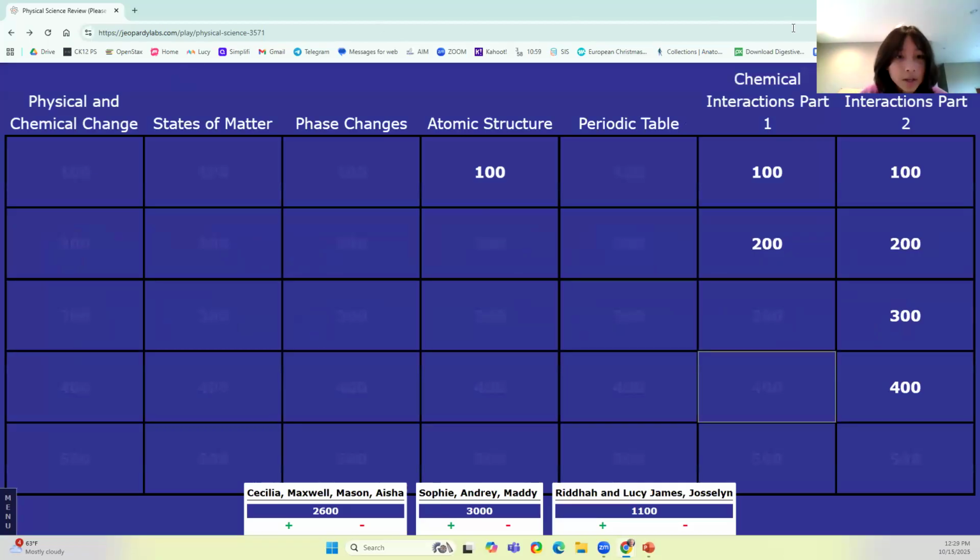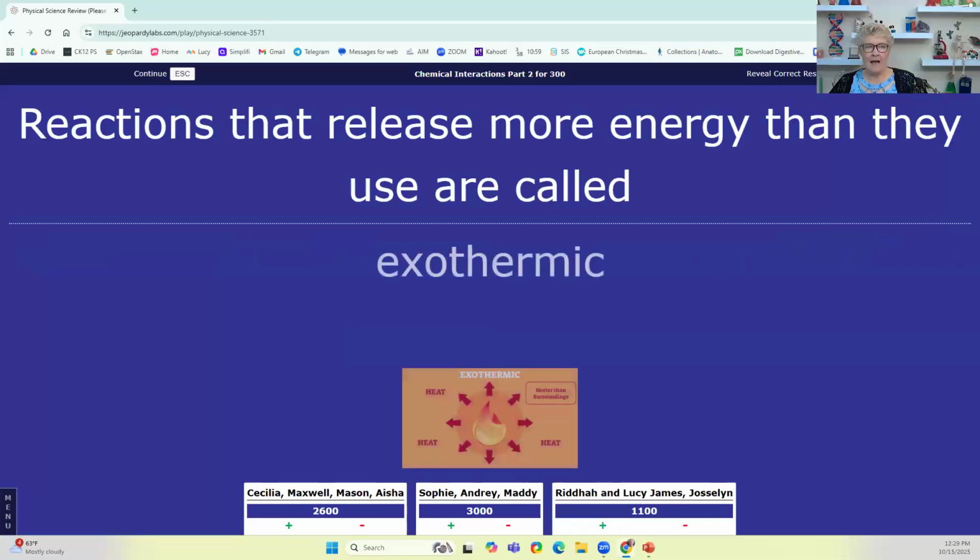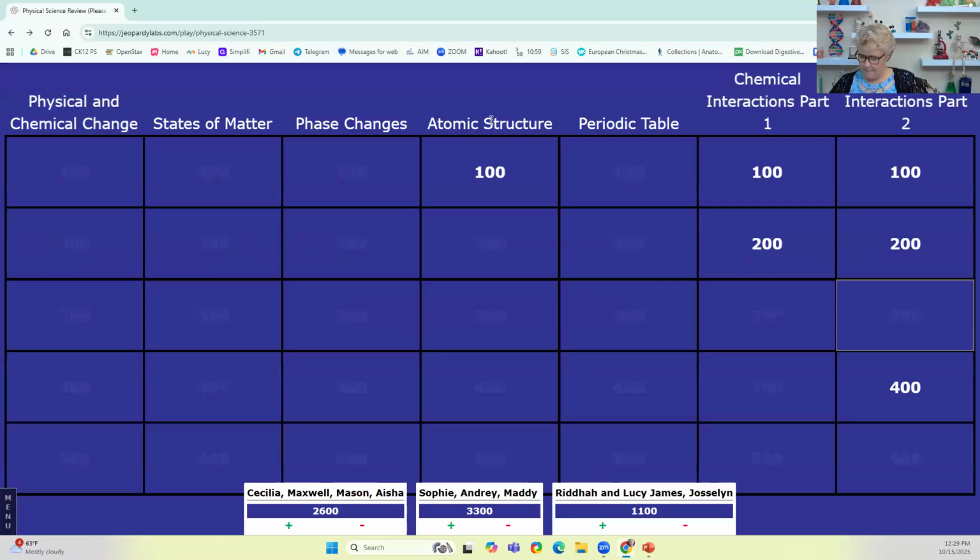Chemical interactions, part 2, 300. Reactions that release more energy than they use are called what? Andrea. Exothermic. Exothermic. Energy is coming out. They are releasing energy. It's exiting that reaction. Team 3, Rita.